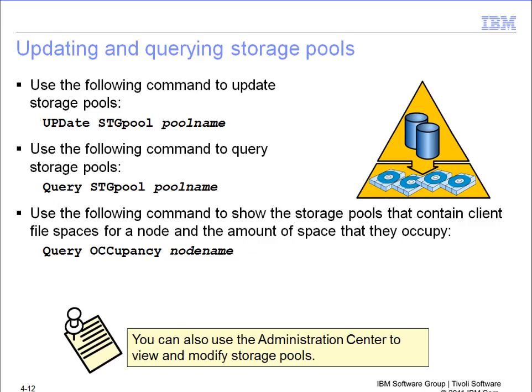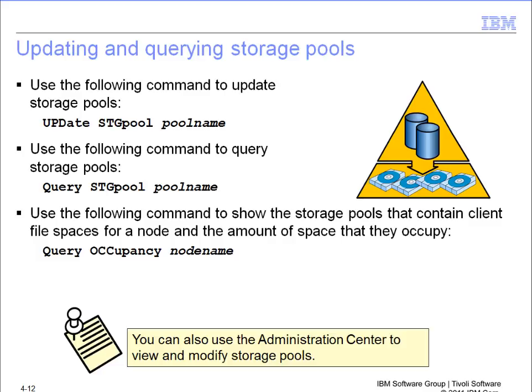Other commands you can use with storage pools: you can update an existing storage pool and change some of the options. You can query your storage pools, and you can also query occupancy, or Q OCC, and the node name. This is going to tell you all of the information about client file spaces for each node.